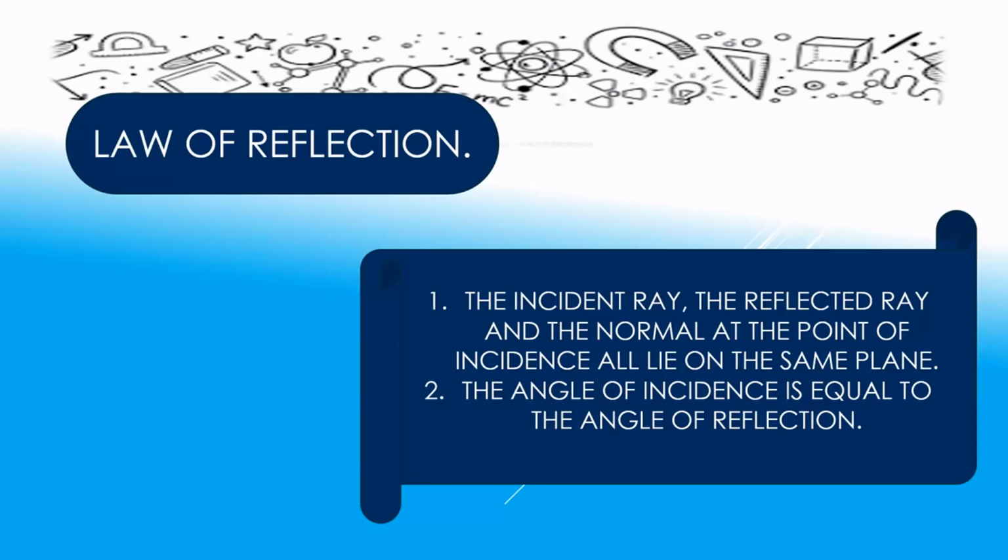Law of reflection. This law can be stated in two forms. First form: the incident ray, the reflected ray and the normal at the point of incidence all lie on the same plane. Second form: the angle of incidence is equal to the angle of reflection.